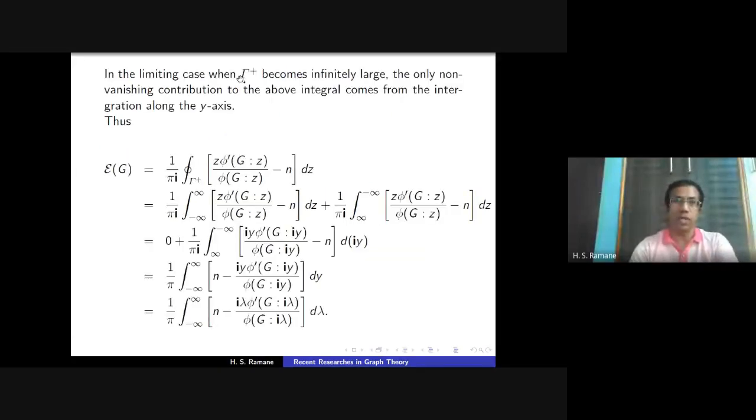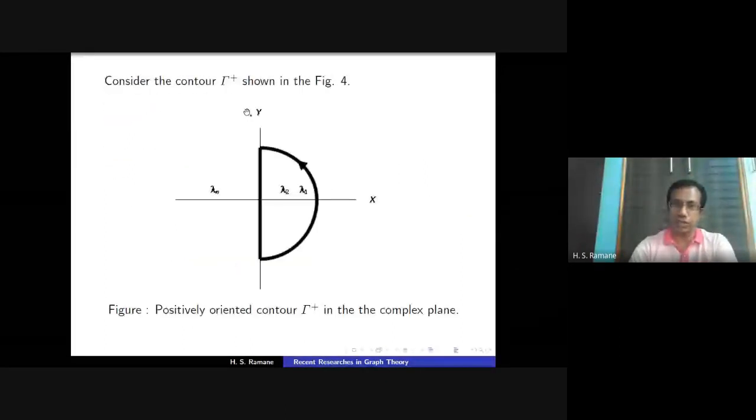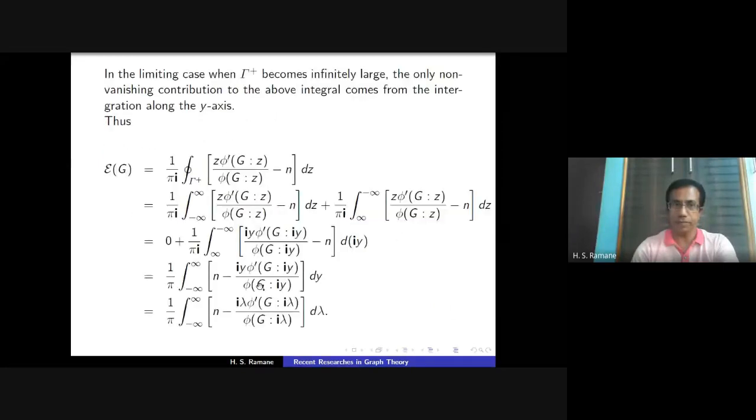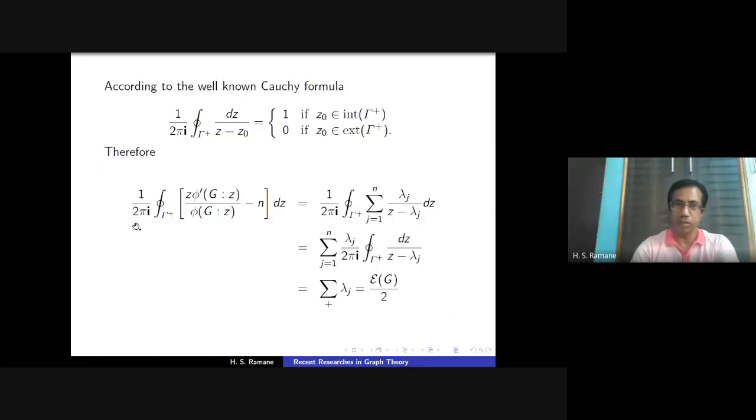So in the limiting case, when it becomes infinitely large, the only non-vanishing contribution to that integration is through the y-axis. Okay, along this curve it is vanishing when it is arbitrarily large. So it is only along the y-axis. So energy of G can be written in this form. Okay, from here by cross multiplying you can get energy of G equal to 2 times this. Okay, so you get this one.